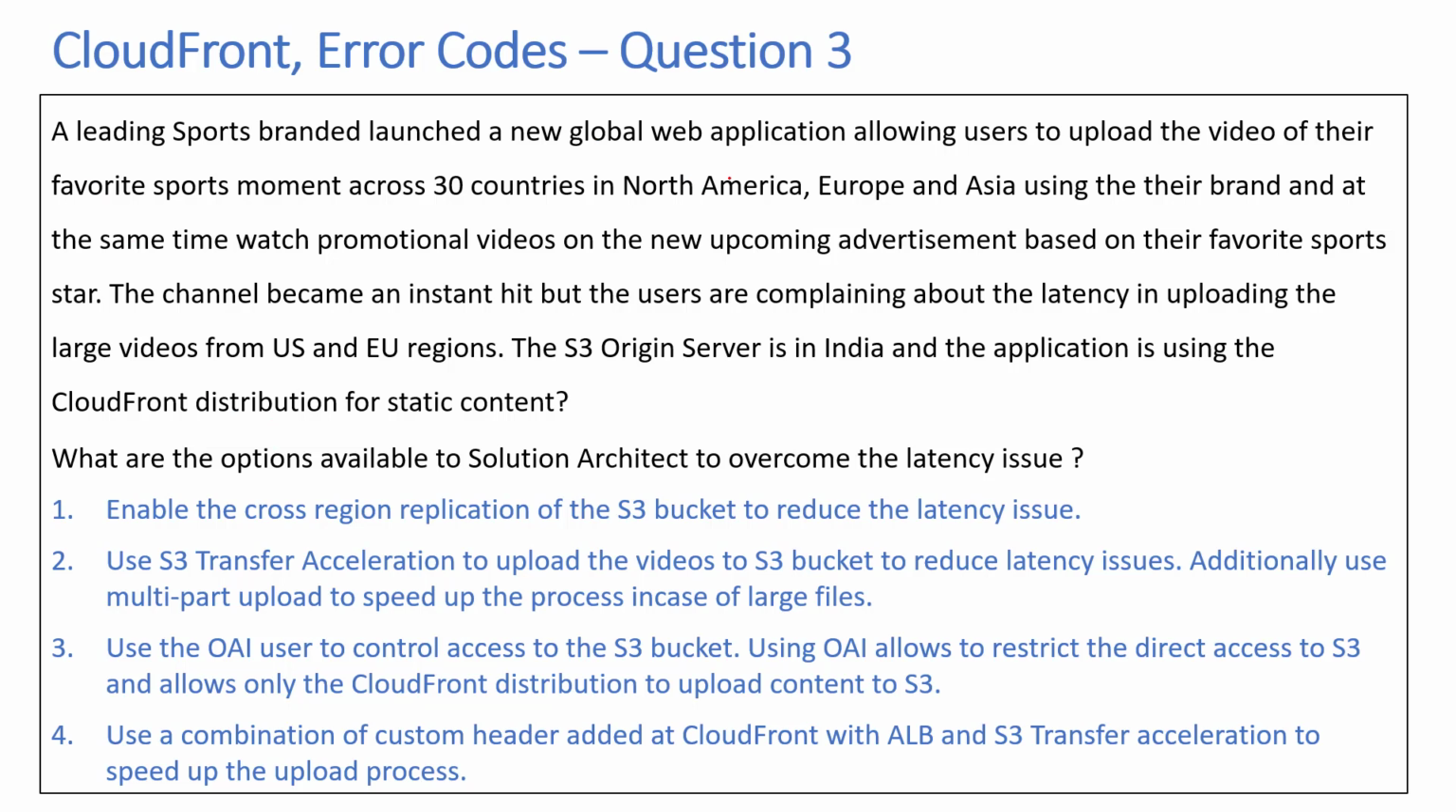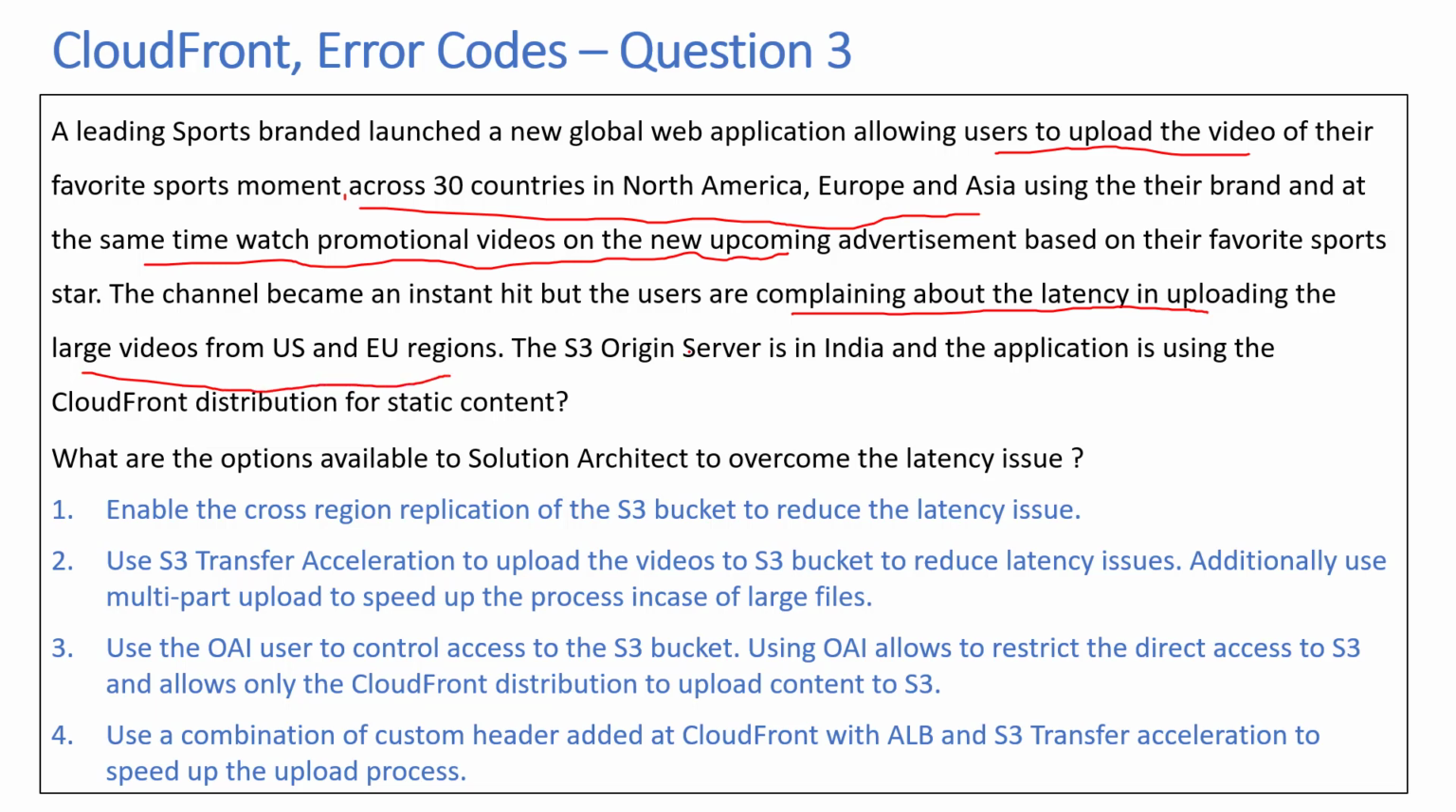A leading sports brand launched a new global application allowing users to upload their videos of their favorite sports moments across 30 countries in North America, Europe and Asia. So it's a global application using their brand. At the same time, users can watch the promotional videos of their new upcoming advertisements based on their favorite sports star. The channel becomes an instant hit, but the users are complaining about latency in uploading large videos from the US and EU regions. The S3 origin server is in India and the application is using a CloudFront distribution for static content. So what are the options available to the solution architect to overcome the latency issue?